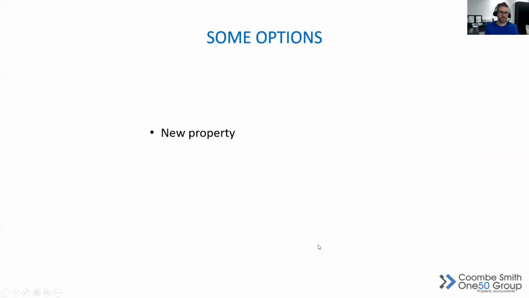Cool, so we've got some options we're going to run through. We're going to run through a new property and what the cash flow is like on that. Then low-hanging fruit, what is that and what's the cash flow on that? And then I'm going to discuss the more complex examples. I won't actually give them in this webinar, but some of our other webinars do have examples.